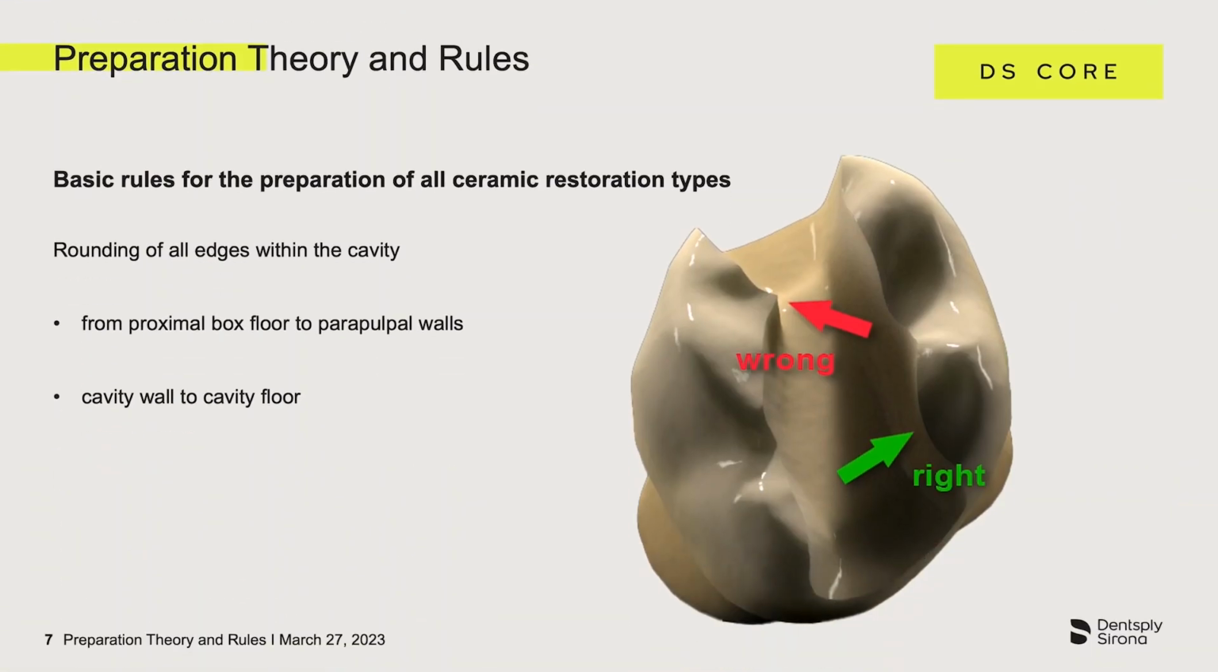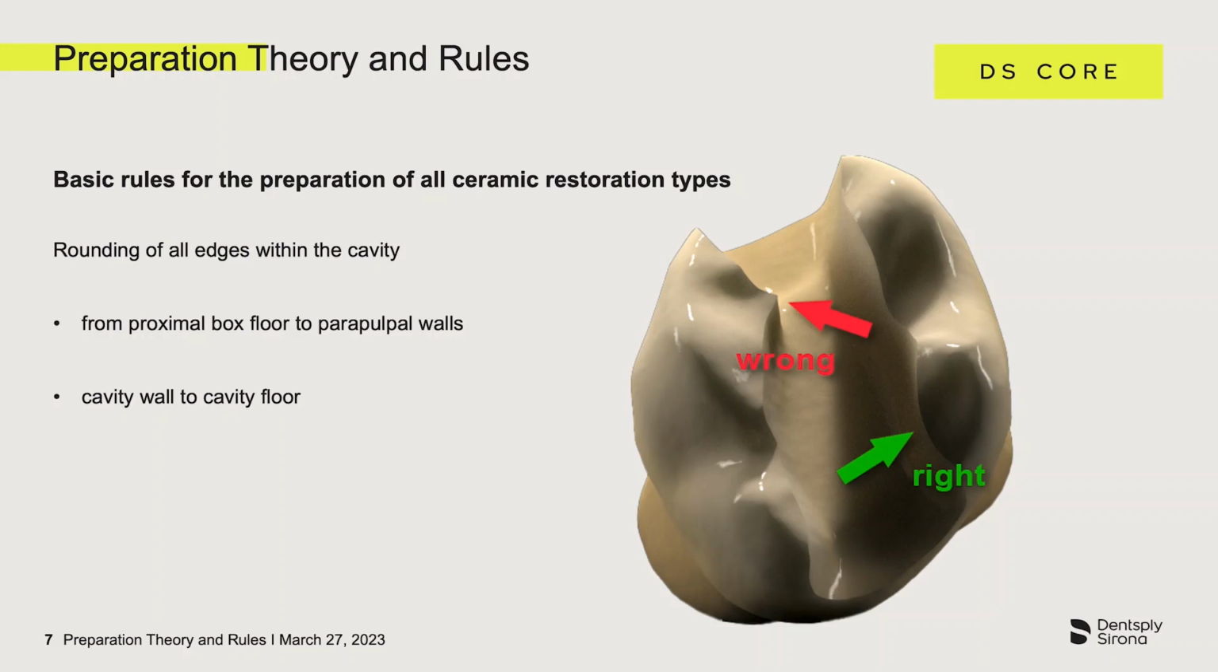Here we follow the basic rules for the preparation of all ceramic restorative forms. It should be noted here that everything from the proximal box base to the parapulpal walls should be rounded and there should be no sharp edges. The same applies to the cavity walls up to the cavity bottoms in order to avoid notch stresses in the ceramic, and also to facilitate the fabrication with CAD/CAM systems.